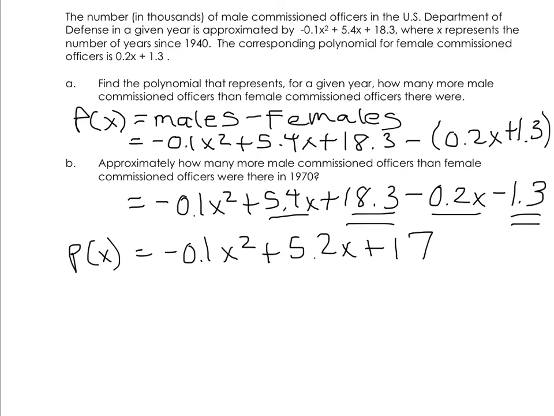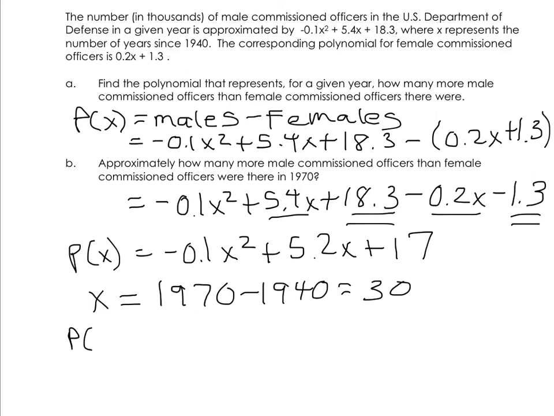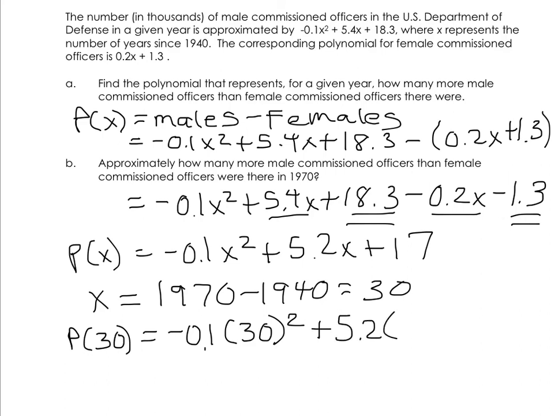So x represents the years since 1940. What's 1970 minus 1940? It's been 30 years since 1940 in 1970. So we want P of 30. So we're going to take negative 0.1 times 30 squared plus 5.2 times 30 plus 17.